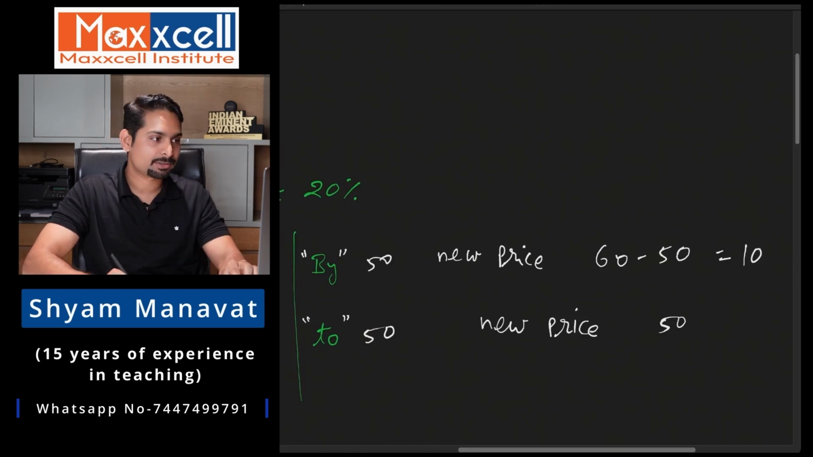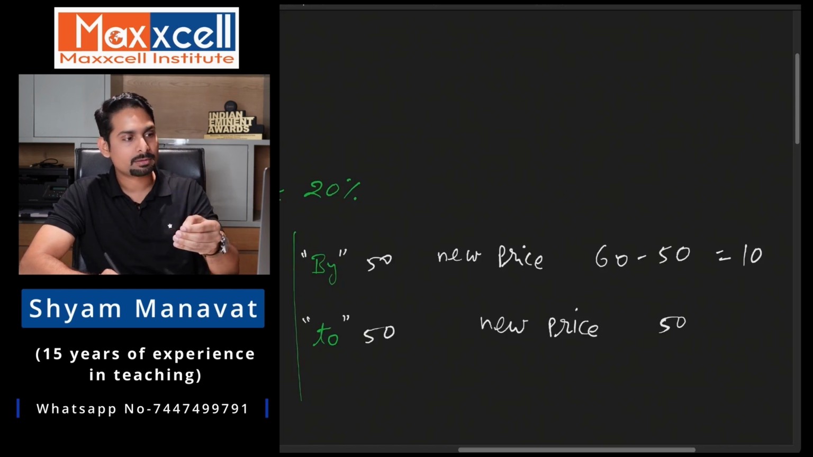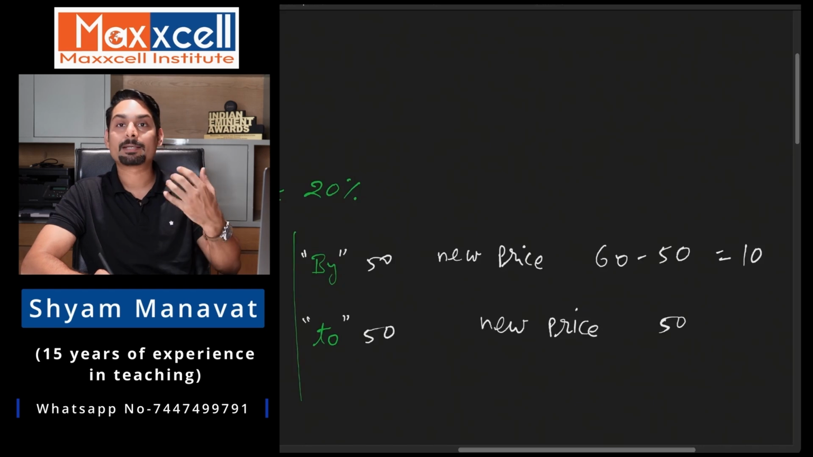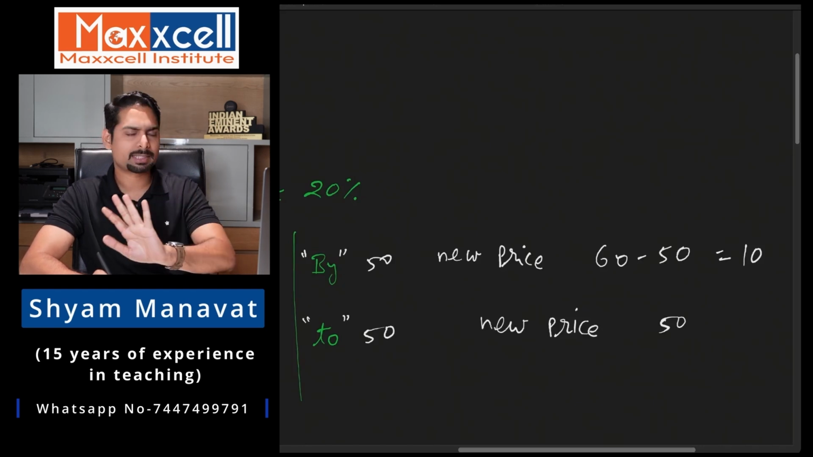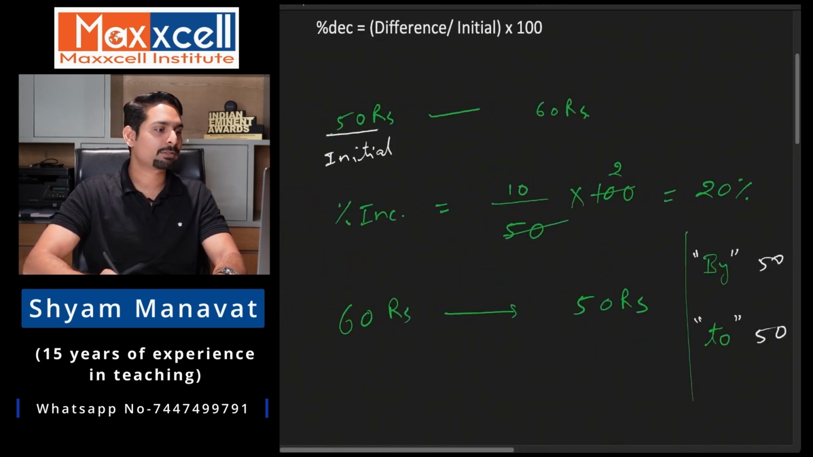Okay, that's the importance of "by". If I say decreases to 50, it becomes 50. Increases to 50, it becomes 50. Okay, that's very simple. I hope you understood this concept. So come back to the question.